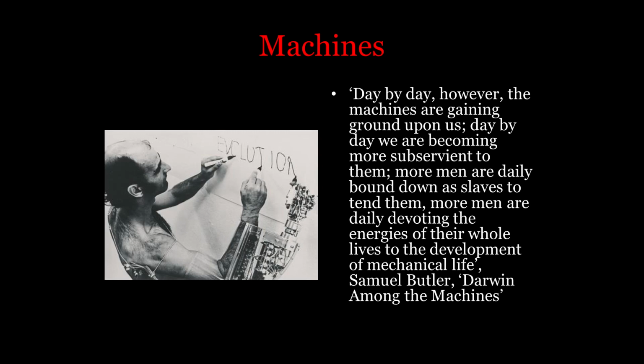Which leads me to one of my favourite 19th century thinkers. So have I mentioned Samuel Butler before? I'm always mentioning Samuel Butler. A gay shepherd, an atheist, a radical interpreter of Darwin, a real kind of oddball, curmudgeonly figure, very interesting guy, who in this essay, Darwin Among the Machines, anticipates perhaps our current world, in which the machines are gaining ground upon us. Day by day, we're becoming more subservient to them. More men are daily bound down as slaves to tend them. More men are daily devoting the energies of their whole lives to the development of mechanical life.